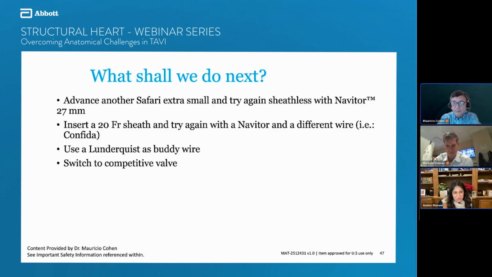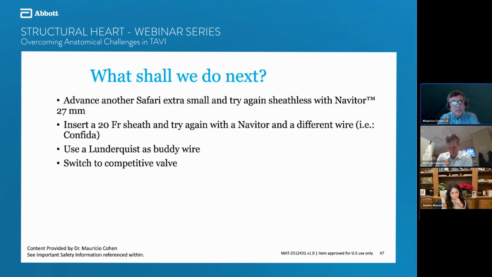Once you remove the Safari wire, I would be tempted to just put a stiffer wire. So my next step usually is to go to a Lunderquist wire just for a little bit more support here. Okay, so not as a buddy wire, but as a primary. Yeah, right.